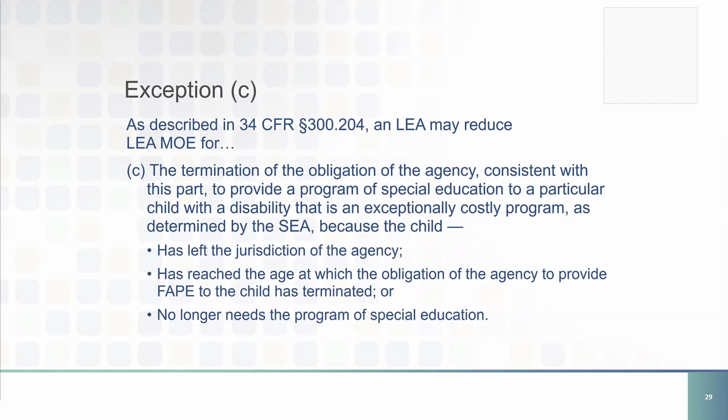In particular, the last bullet point requires some discussion. It doesn't necessarily mean the child no longer needs any special education. The child may continue to need special education services, but no longer need the program of services as determined by the planning and placement team, or PPT. In such a case, the LEA may take the difference between the two programs. Let's look at these examples.